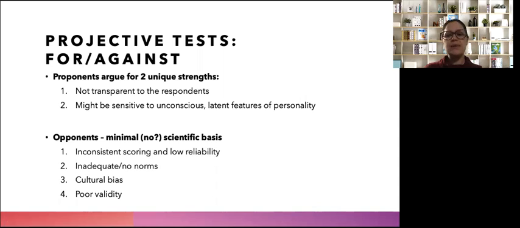But those who oppose these types of tests argue that there is minimal, if any, scientific basis to the results because we see largely inconsistent scoring, very low reliability. There are no norms or scale of normal answers. Depending on the pictures that you show, you can definitely run into cultural bias, right? So the answers that are being provided are biased towards the culture that the individual is coming from. And we also see very poor validity, where the tests are actually measuring the thing they're supposed to measure, which in this case is personality. So we see poor validity, which means that the test is not measuring what it's supposed to measure.